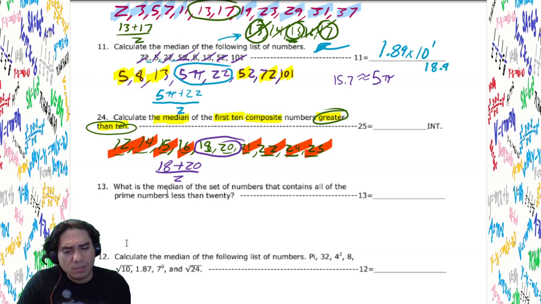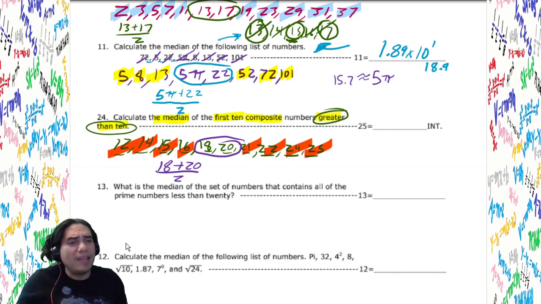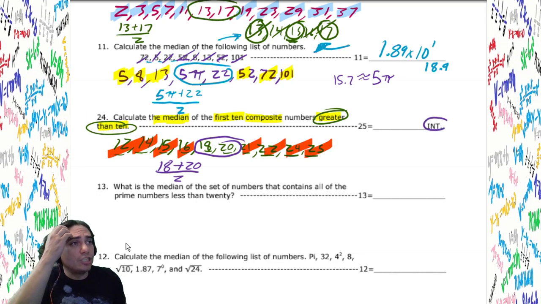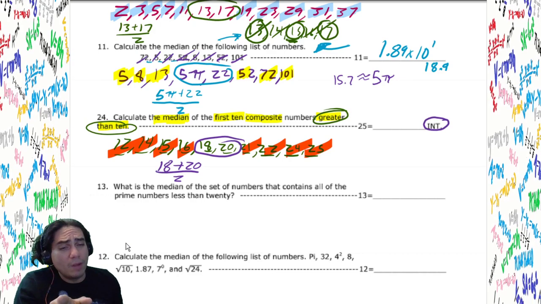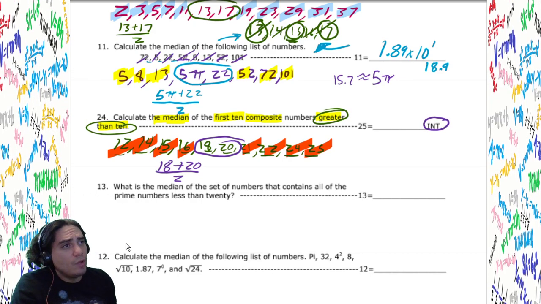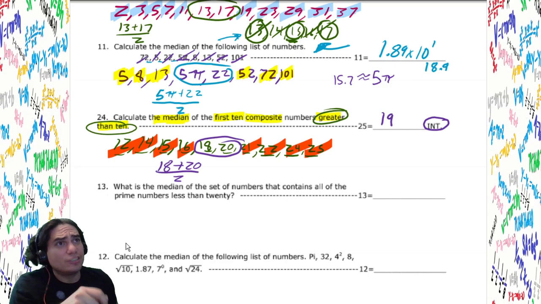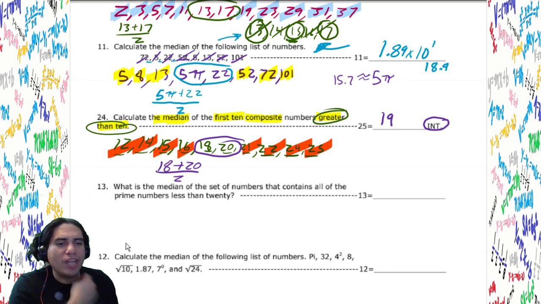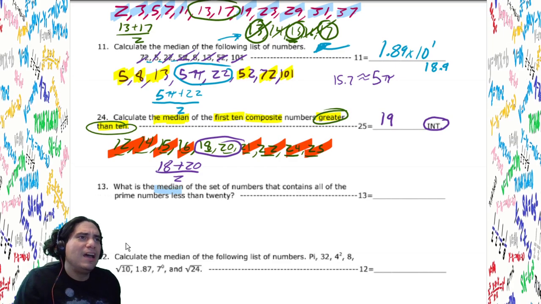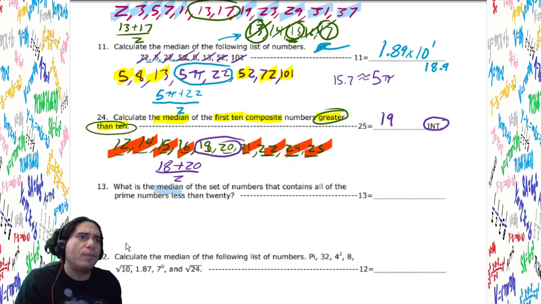But we want to use that mathematical way because we never know when that mathematical way is going to catch us by surprise. So we got to make sure we use that mathematical way. As you can see, it says integer. We do not want to get caught off guard and write 1.90 times 10 to the first. We want to write 19. And we got ourselves an answer right here. Good answer. Let's keep it going. Median of the set of numbers that contains all the prime numbers.